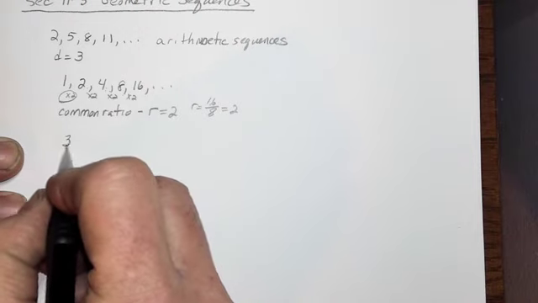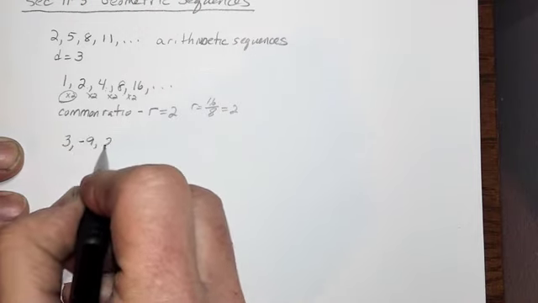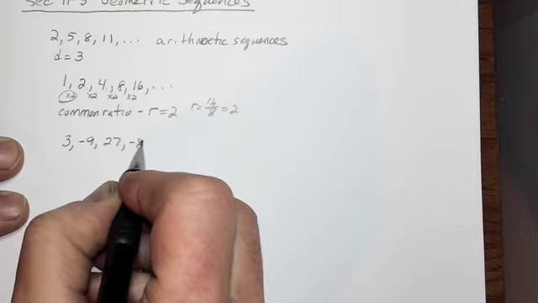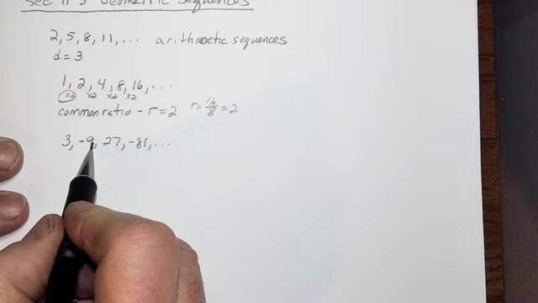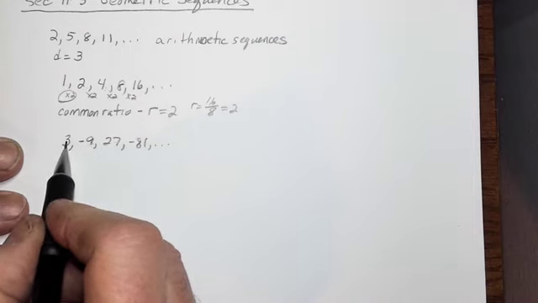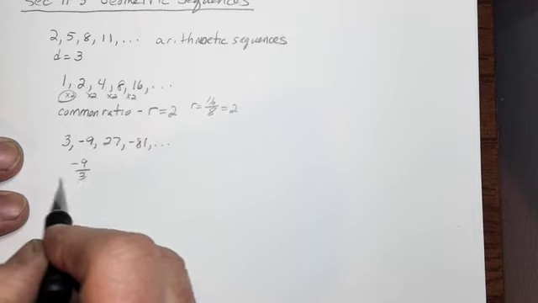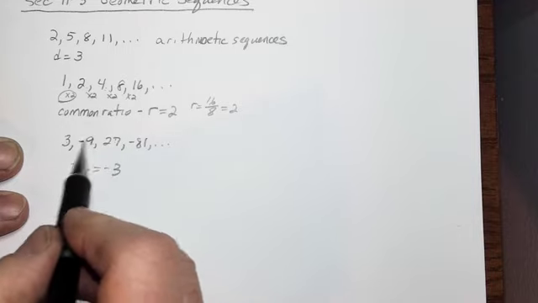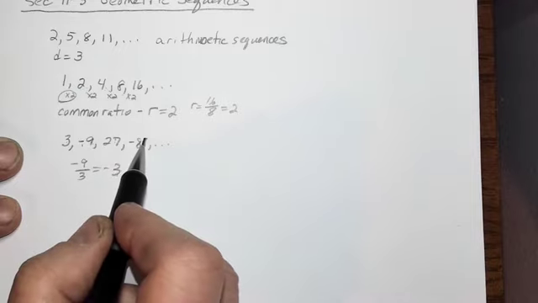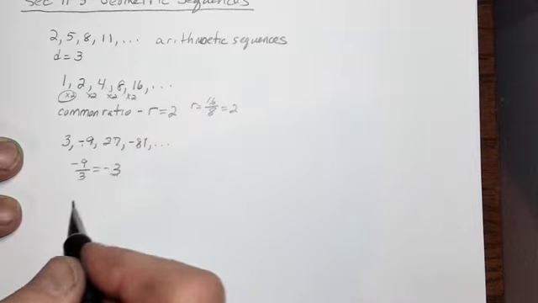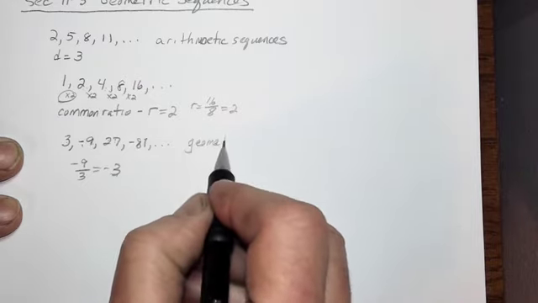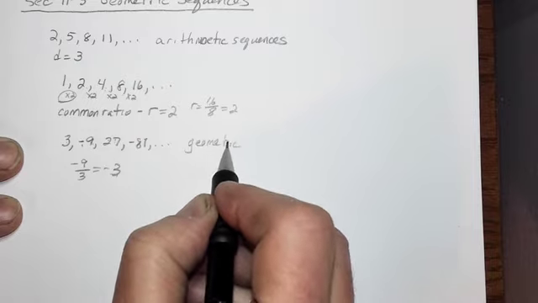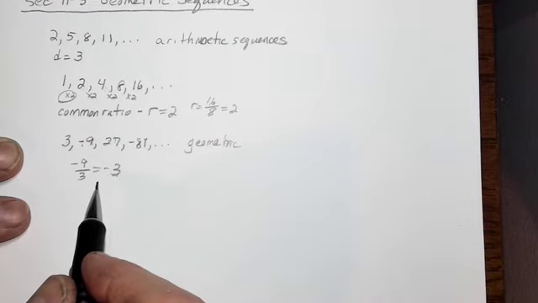So we could have something that went 3, -9, 27, -81, and kept going like that. And the common ratio then, if I took a term and divided it by the one before it, -9 divided by 3 would be -3. 27 divided by -9 is -3. -81 divided by 27 is -3. And so we know that this is geometric then, and the common ratio is -3.